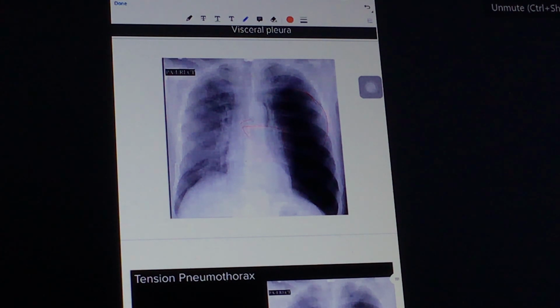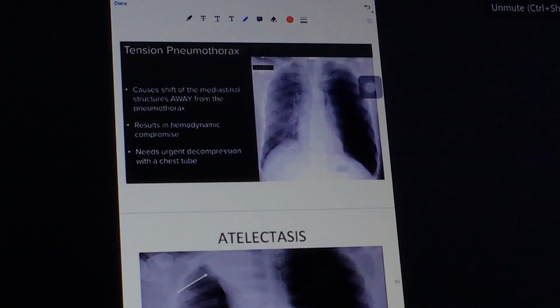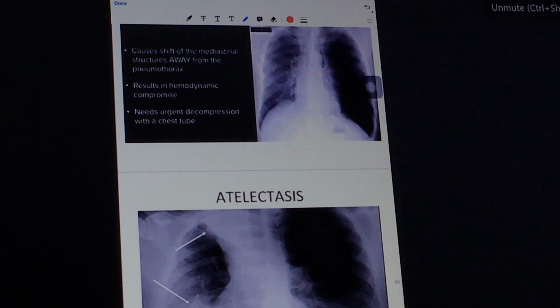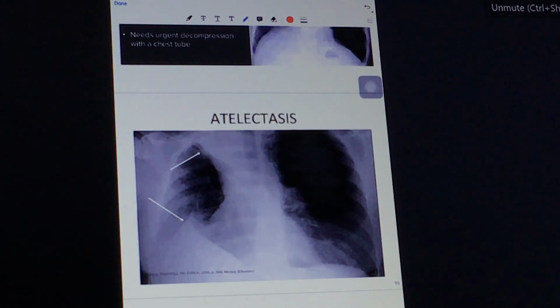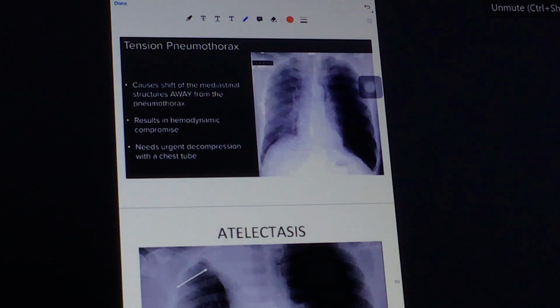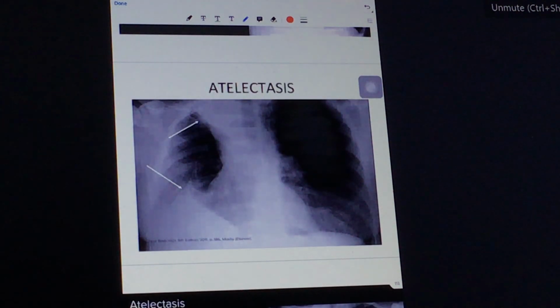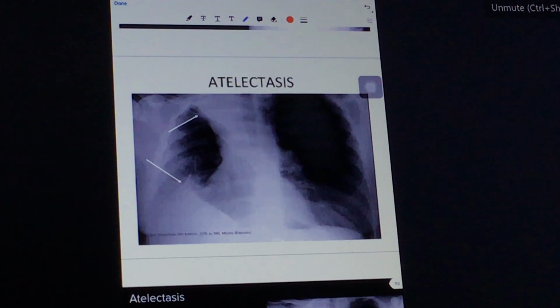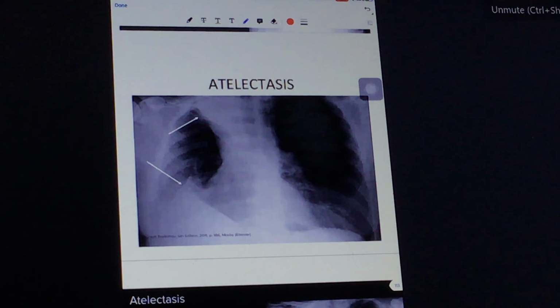Okay, I'll be finishing. I want to discuss atelectasis. Atelectasis happens when there is a loss of lung volume resulting from incomplete expansion or collapse of the lung parenchyma. It causes an increase in density or whiteness of the affected site. So what I mean to say is, in atelectasis, the lung itself will be smaller because of the loss of air.